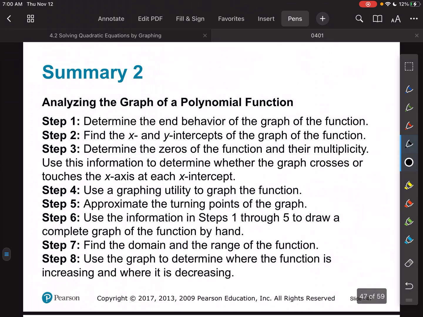Okay, so in summary, there's a number of steps to analyzing this graph. We're going to determine the end behavior, find the intercepts, and determine the zeros and their multiplicity to see what happens. Do they go through or bounce, depending on whether they're even or odd? Then they have you use a graphing utility, which I think is kind of a cheat, but it's good for figuring out where those maximum and minimum points are so that you can figure out exactly on what interval something is increasing or decreasing. And then we approximate the turning points of the graph using that graphing utility. Use those steps to draw the complete graph, find the domain and range, and then use the graph to determine where things are increasing and where they're decreasing.